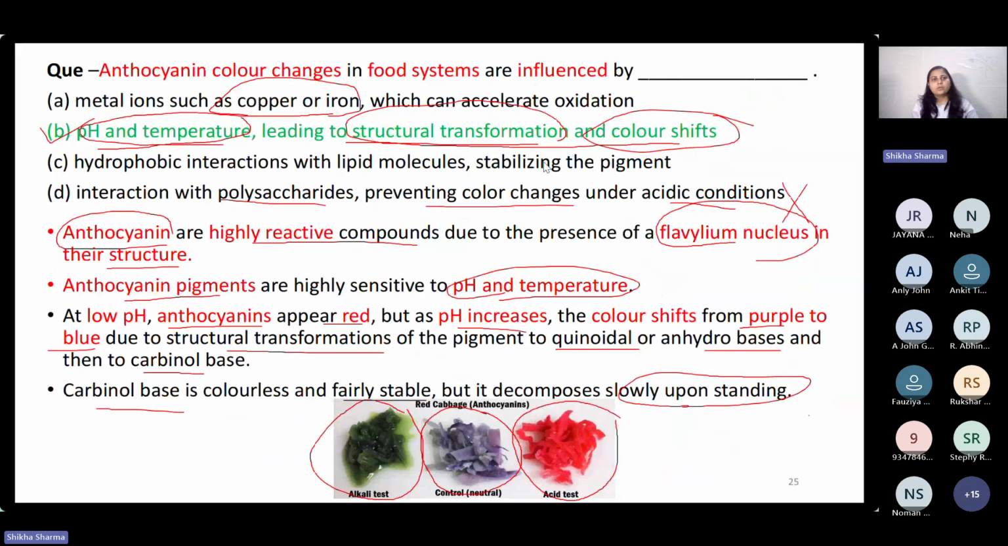So here it is saying that it accelerates the oxidation, but the influence on the color is not much, though degradation of the anthocyanin compound is there, so it's not that important either. And lipid hydrophobic interactions stabilize a pigment, so it doesn't affect that much. So only option B is correct here.